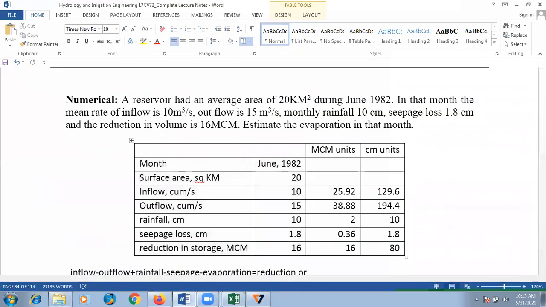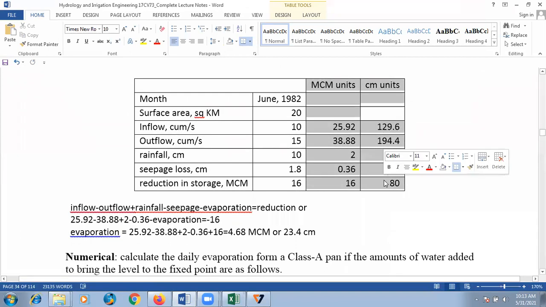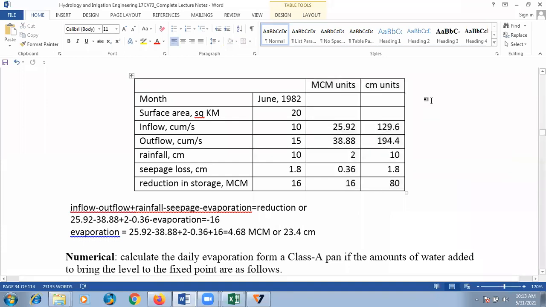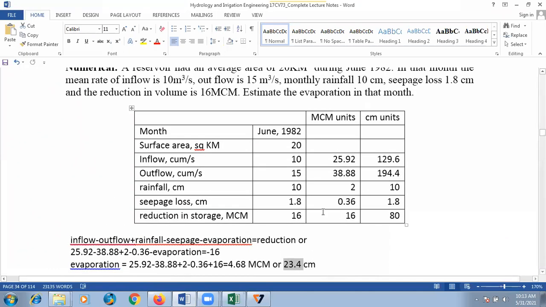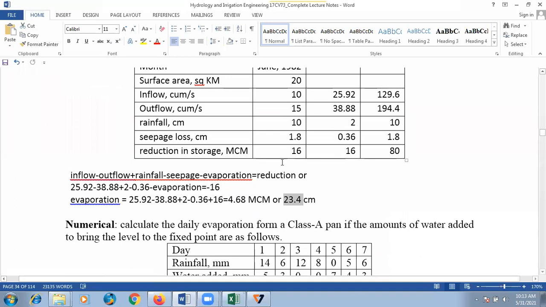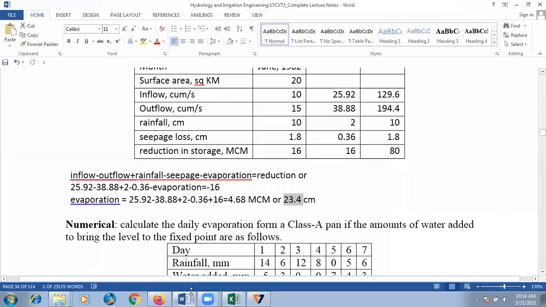So we will go to this example. Another example here. I have done it clearly in centimeter units and MCM units separately. This I will send separately as a small file. It is not part of the class notes, I believe. I will send it to you. You can make use of this for your preparation. So 23.4 centimeter, which is very clear here. And similarly, whatever we have calculated, everything is shown here. So you can understand that from this. 4.68 MCM, 23.4. The same thing we did.